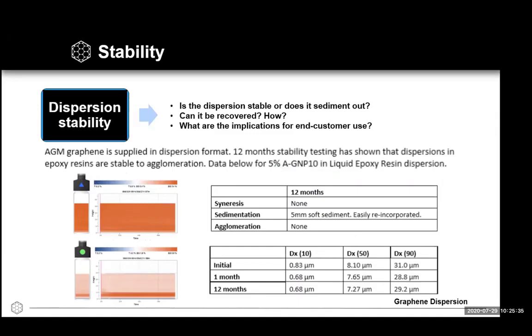Just to touch on a few of those points, so dispersion stability. Key questions: is the dispersion stable, and does it sediment out? And what's the quality of that sedimentation? Can it be recovered, and how? We have some excellent guidance in our application notes on how to do that. And what are the implications for the end customer in terms of how to practically use this material?